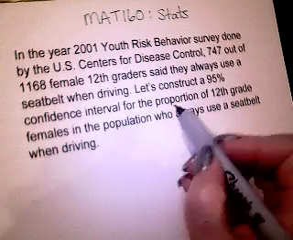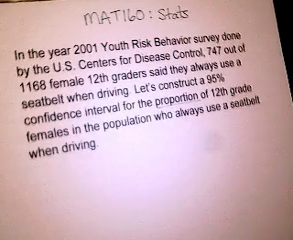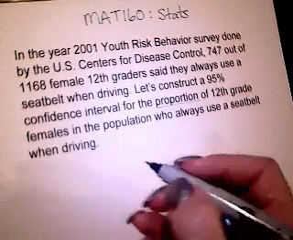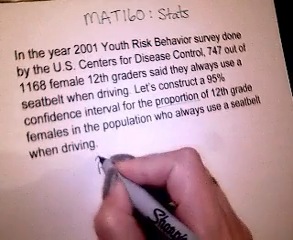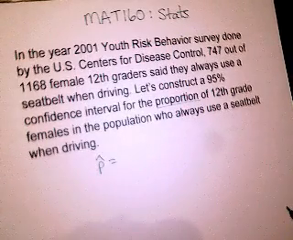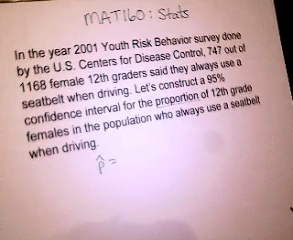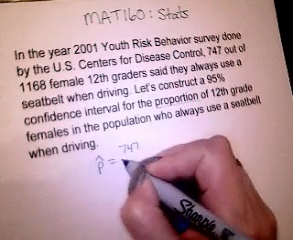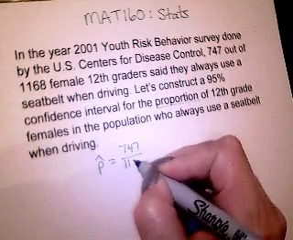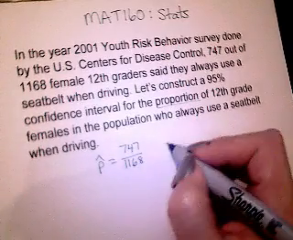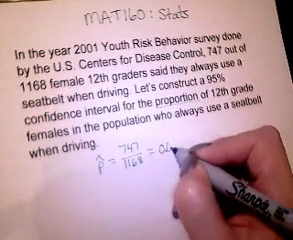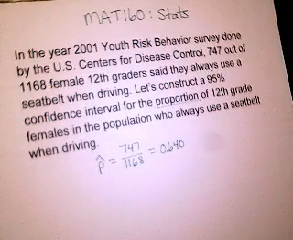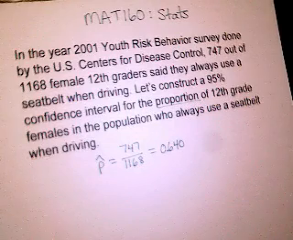So first of all, keyword, proportion. That tells me the first thing I need to do is find a proportion. So that is going to be our p hat. Our p hat in this case is going to be the proportion of 12th grade females that say they always use their seatbelt, and that is 747 out of 1,168. All right, that gives us 0.640, so about 64% always say they use their seatbelt.